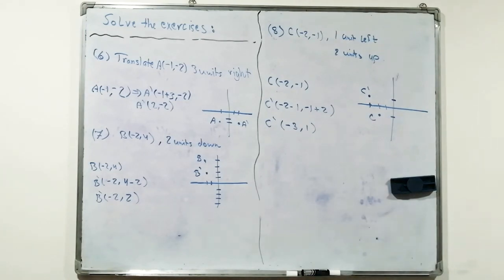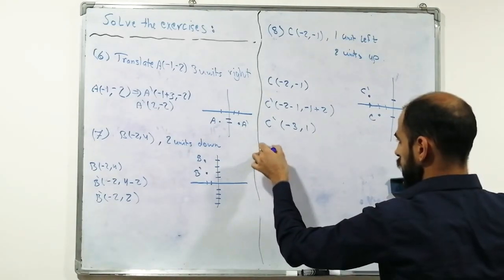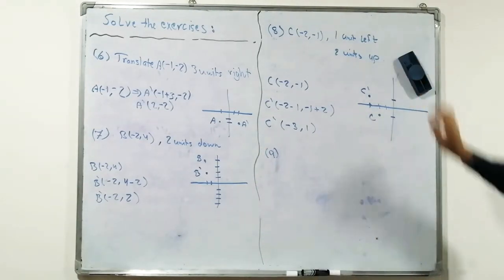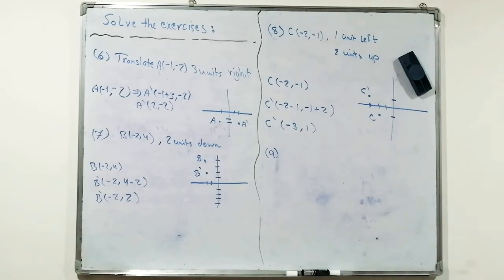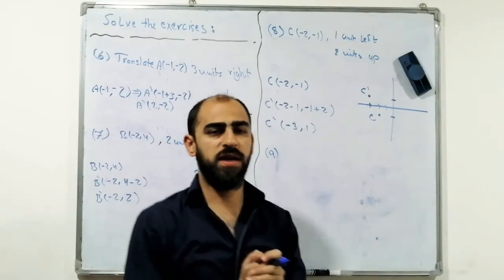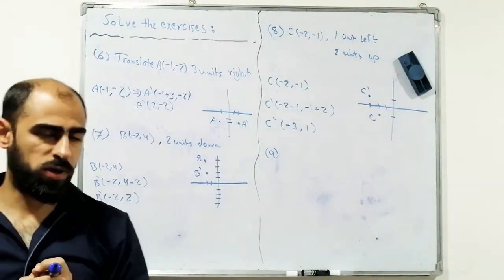In question number 9, this question is also exactly like a previous question, which is question number 4. We have to find the translation of the figure ABCD, 2 units to the right, and represent the image in the coordinate plane. Here we have 4 vertices of a figure which is a polygon.